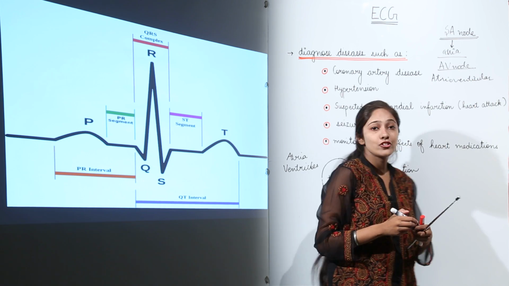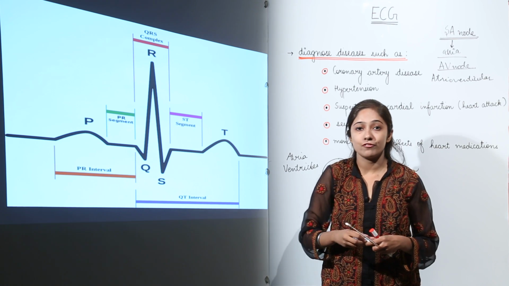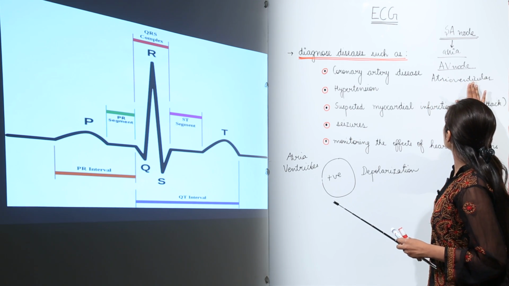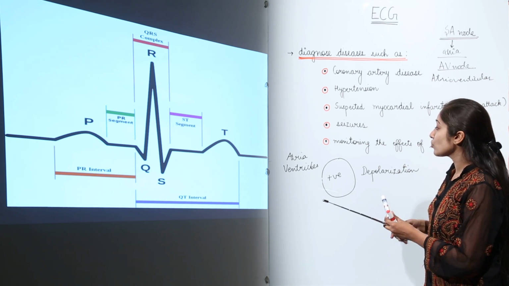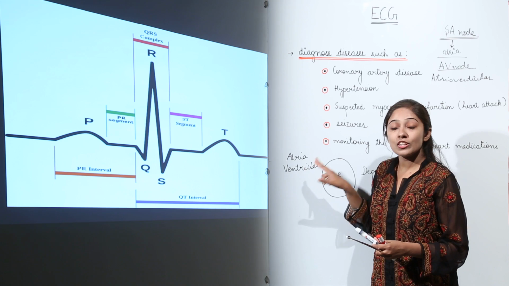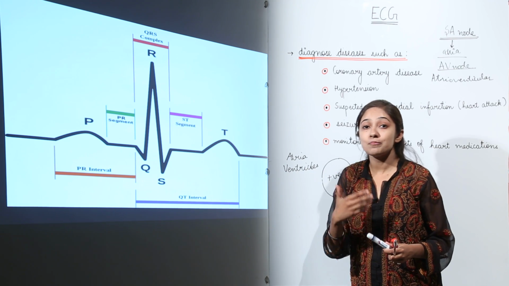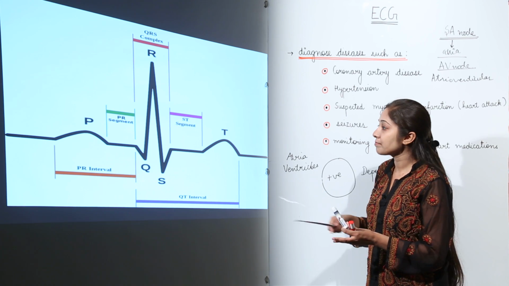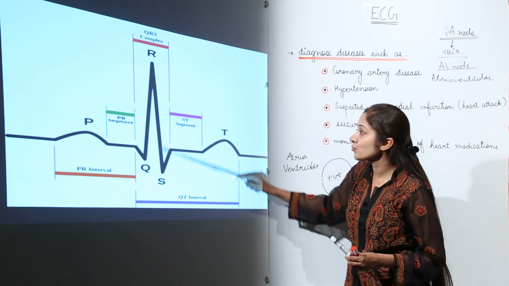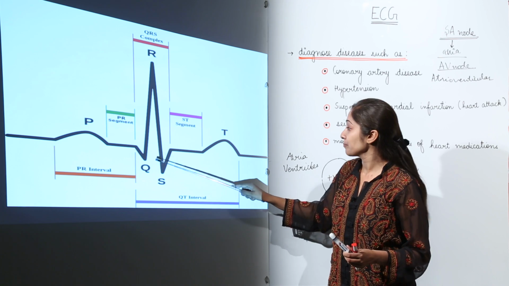Now from the atria, this depolarization wave through this atrioventricular node is going to what? Enter into the ventricles. Now these ventricles are going to get depolarized. This depolarization of the ventricles is represented by this QRS wave, as you can see in this image.